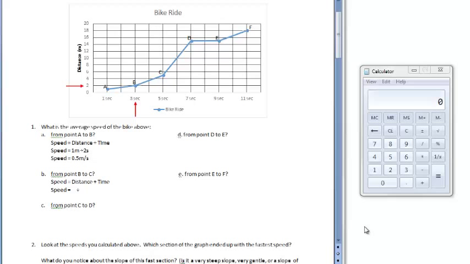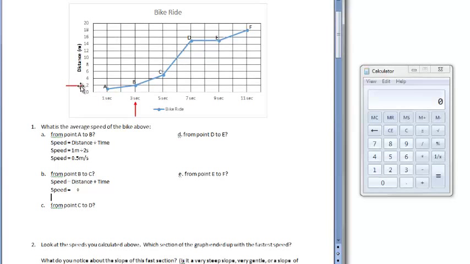For problem 1b, we are going to start at a different point on the graph. We will start at point B and move to point C. We are still going to use the equation speed equals distance divided by time because we are still trying to find the average speed. The starting distance is 2 meters.